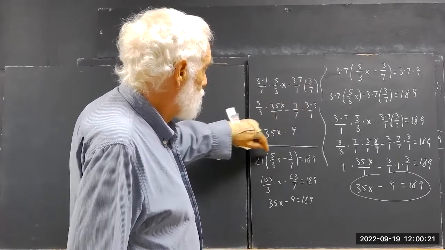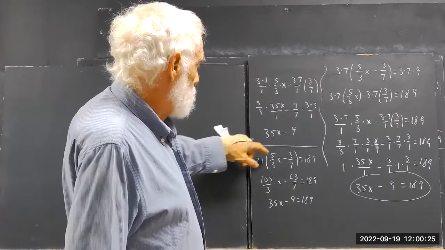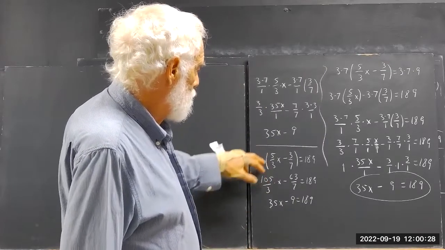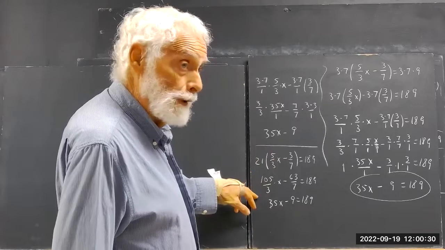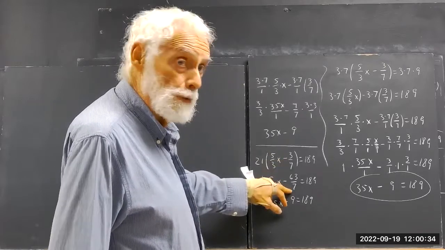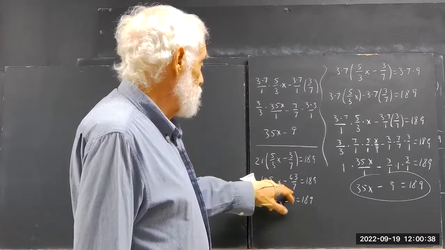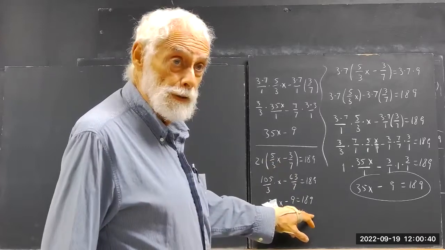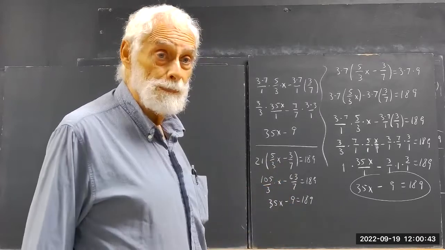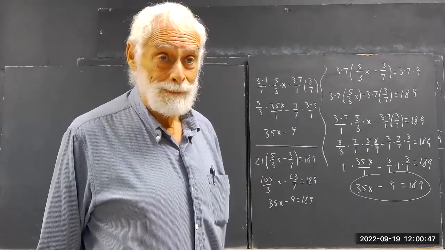So you write this step as 21 times this. And you multiply 21 by 5/3, 21/1 times 5/3 gives 105/3. 21/1 times 3/7 gives us 63/7. And then 3 divides into 105, and 7 divides into 63, giving you this. It's a quick way to get the answer. But if the numbers are kind of big, you're going to need a calculator.